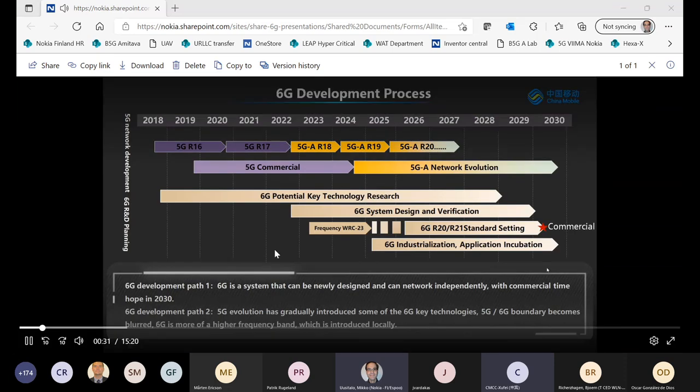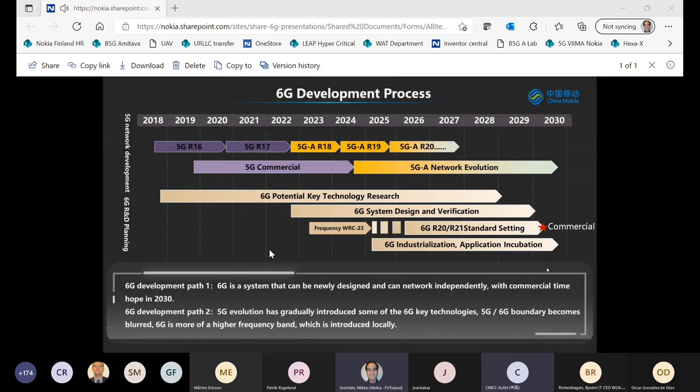At the end of 2021, 3GPP started the standardization work of 5G Advanced, which will include Release 18 and Release 19. It's expected that 3GPP will start the study work of 6G around 2026. That is, it's probably Release 20.